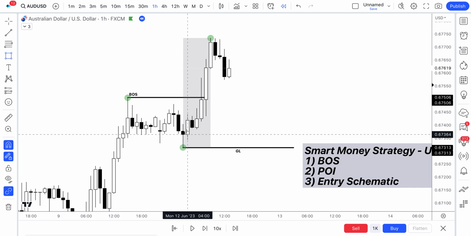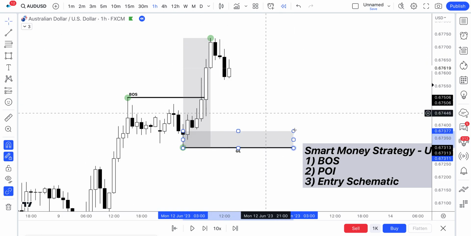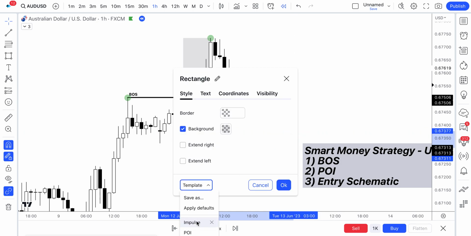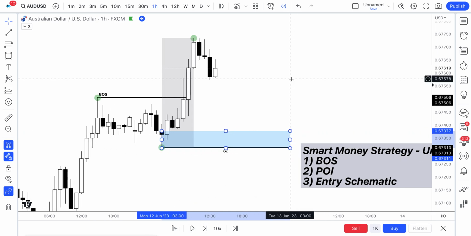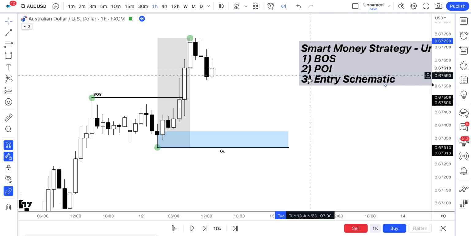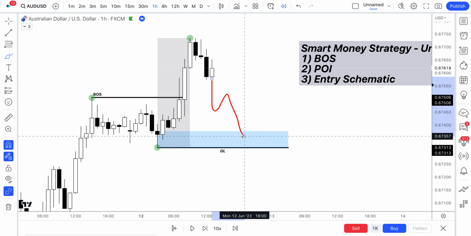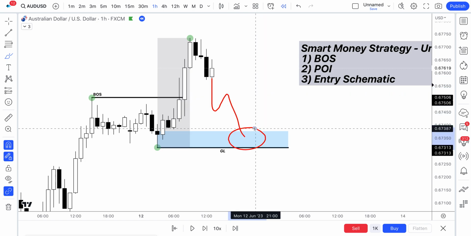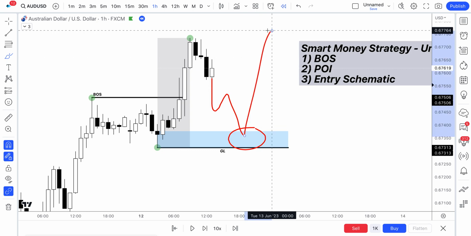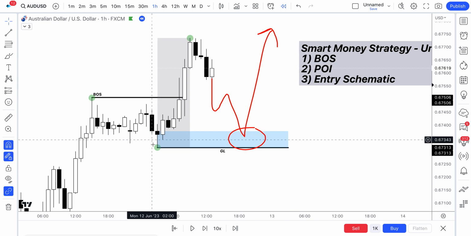Okay, so we can mark on our POI number 2, and we can mark that on as a blue box there, POI. Okay, so we've marked on our break of structure, we've marked on our POI. Now we're looking for number 3, which is our entry schematic. If and only if price comes back to this area and rejects, then we can look to enter a long trade. One more thing to note is our POI is drawn on by the open of this candle down to the low.